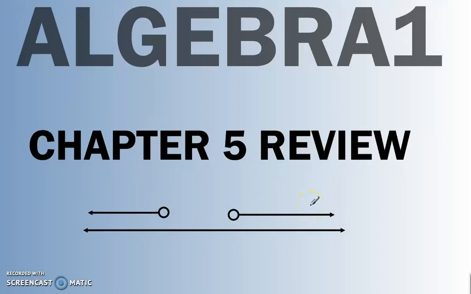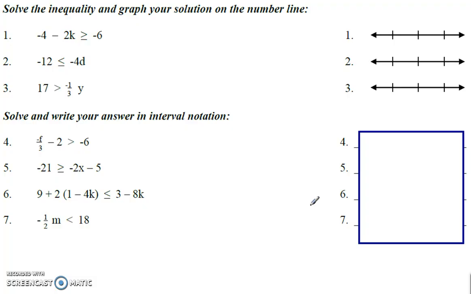Alright, here we go. Algebra 1, Chapter 5 review. Inequalities. So, to solve this, we're going to get the variable by itself. So, circle the variable term, add 4 to each side, plus 4. Okay, that cancels this out. Negative 2k is greater than or equal to negative 2.